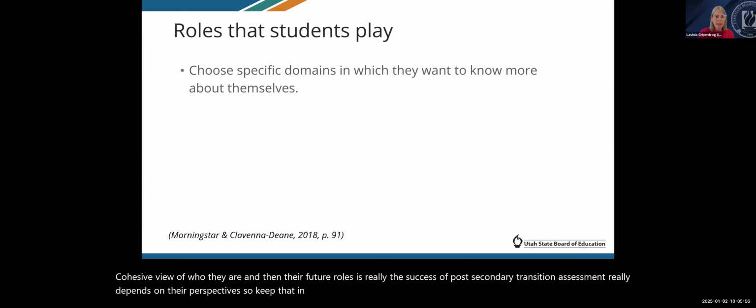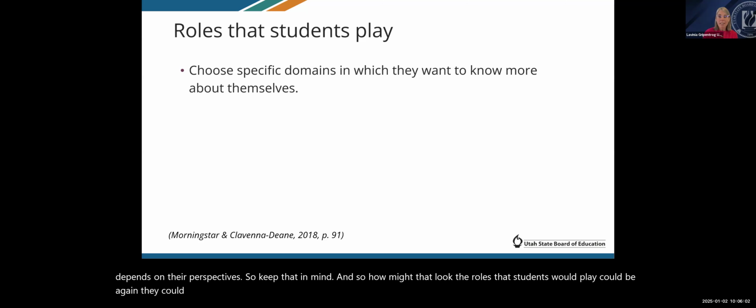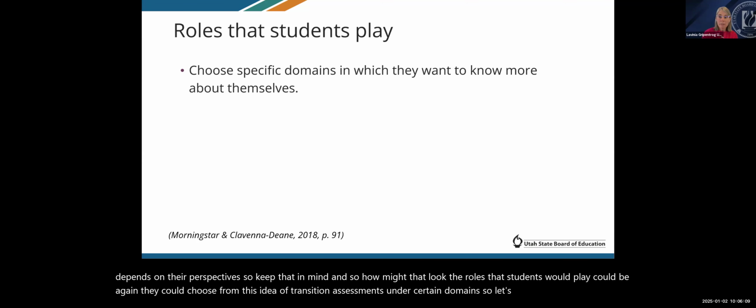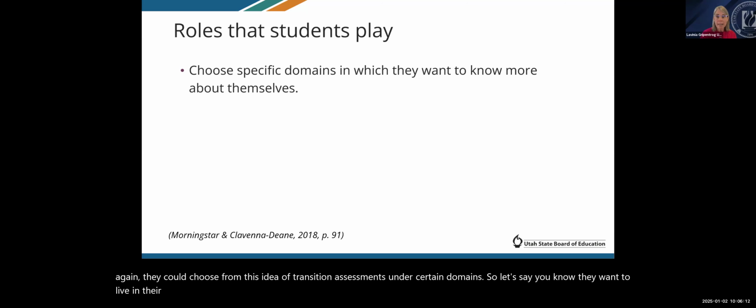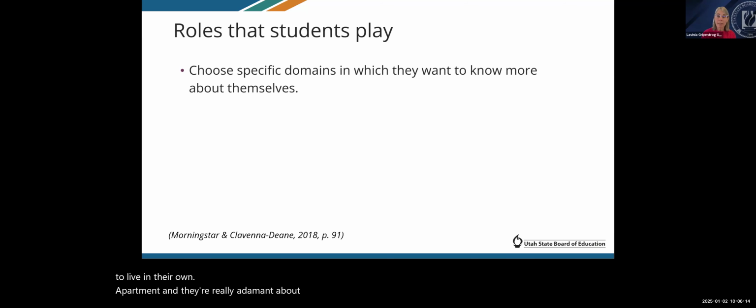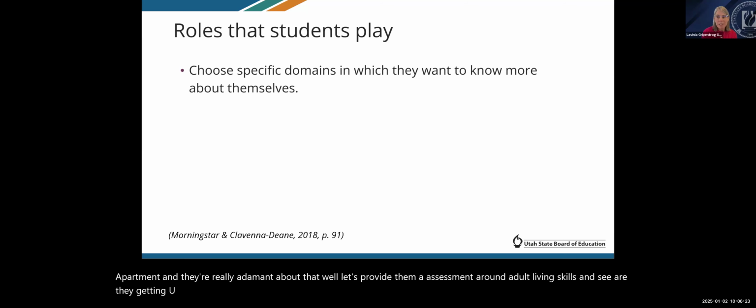And so how might that look? The roles that students would play could be, again, they could choose from this idea of transition assessments under certain domains. So let's say they want to live in their own apartment and they're really adamant about that. Well, let's provide them an assessment around adult living skills and see, are they getting up themselves in the morning? Are they putting away their dishes? Are they doing laundry? Maybe we want to involve parents in some of this information.